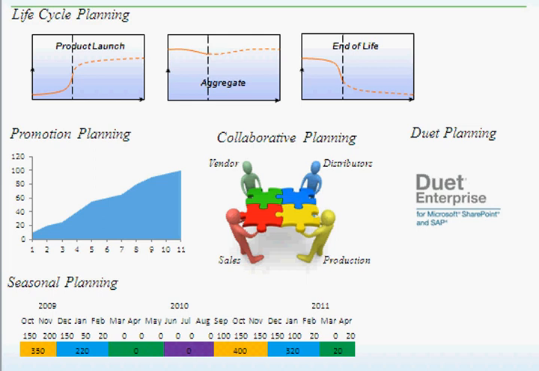Then there's the aggregate phase of the product, in which the demand of the product is expected to stay constant, and then the end of life is defined for that product. Probably during this period a new version of the product might come up, or another product is going to be launched, and thus this product is to be slowly discarded. So using life cycle planning, we basically try to model the introduction of a new product in the market.